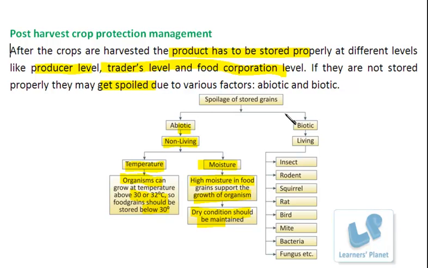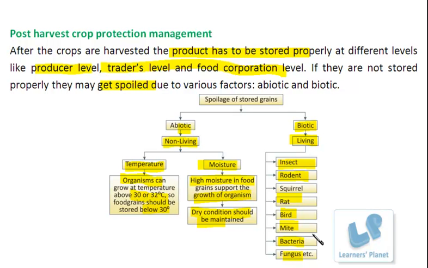Then another factor which can cause the spoilage of stored grains is the biotic factor, that means the living organisms. As we have studied earlier, like the different types of pests in the field, different types of organisms can even grow in these food grains or the stored food items. Those include insects, rodents, squirrels, rats, birds, mites, then bacteria, fungus, and so on. All of these organisms can attack the food grains in different ways and destroy them completely. Of course, the quality is also affected.